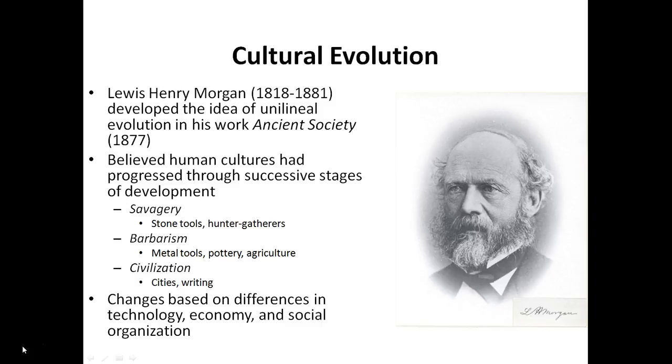He believed that human cultures have progressed through successive stages of development and that these changes from different stages were based on differences in technology, economy, and social organization. Now, the terms that Morgan used to define these stages may seem a little pejorative to us, as he called them savagery, barbarism, and civilization. Savagery is characterized by the use of stone tools by hunters and gatherers. Barbarism develops after the introduction of agriculture, pottery, and the development of metal tools. Civilization is characterized by cities and writings.